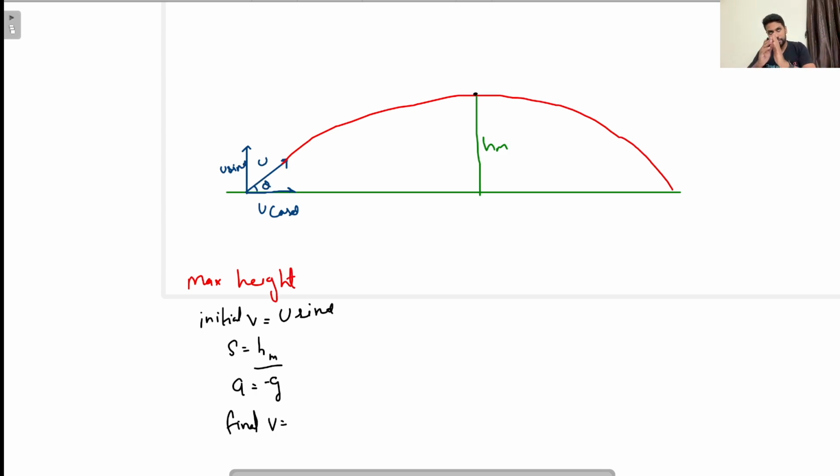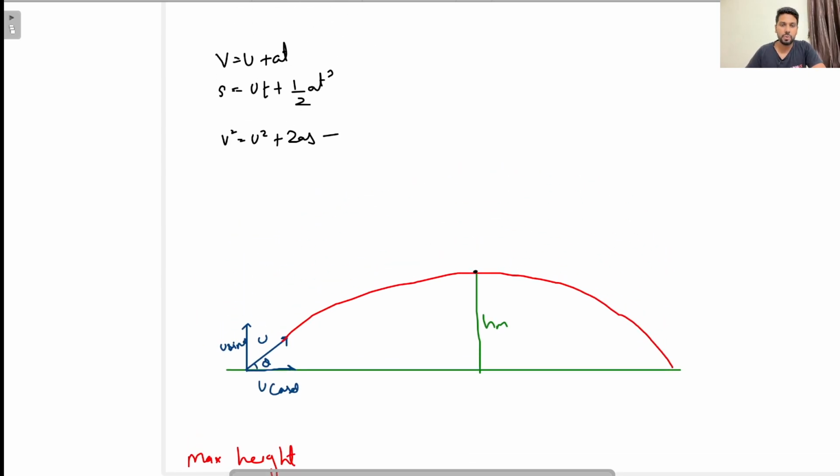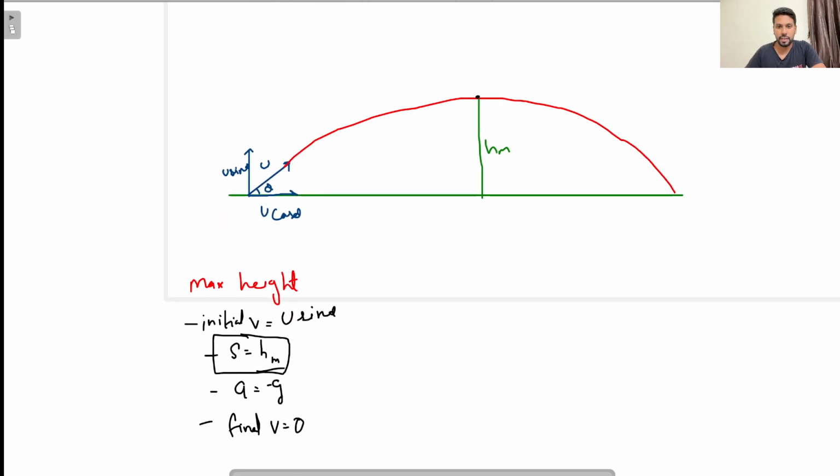As soon as it traveled on top to the point hm, it stopped, and at that time the velocity was 0. Final velocity was 0. So I have initial velocity, I have s, I have acceleration, I have final velocity. I need to find s, of course, hm. So I will be using my third equation to get the answer. I substitute all my values.